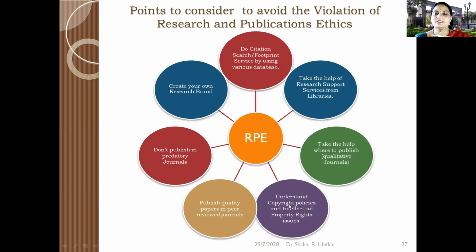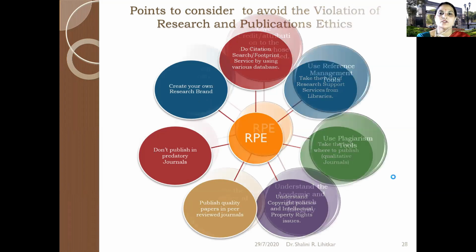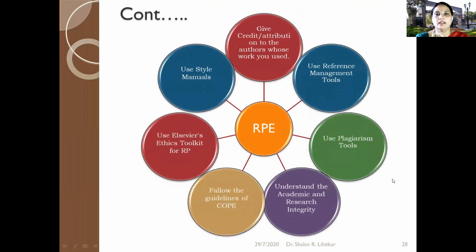You have to also understand the copyright policies and intellectual copyright policies. Then you have to publish quality papers in peer reviewed journals. Don't publish in predatory journals. Take care about the predatory journals also. Then create your own research brand. Whatever research you are doing, based on that only you have to publish the paper, and it will automatically create your research brand. So this point you have to take care of while avoiding violations of publication ethics.